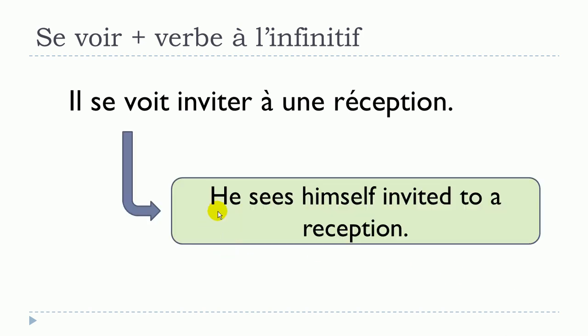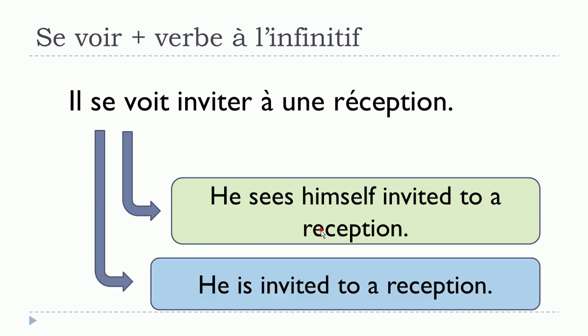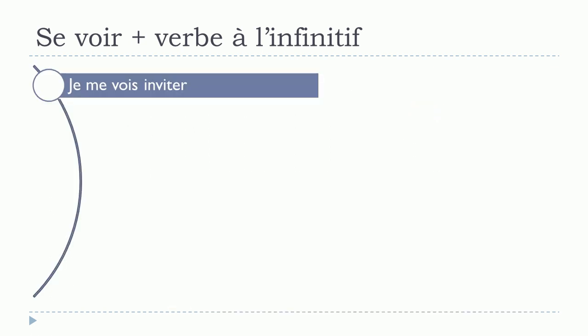Or then, if you want to directly translate the sentence, it would go like that. He sees himself invited to a reception, but then clearly you would translate it like that. He is invited to a reception. So it's a way to avoid the passive. If you don't want to say il est invité, he is invited, you can use il se voit invité à une réception. Okay? So let's see how we can conjugate that at the present.